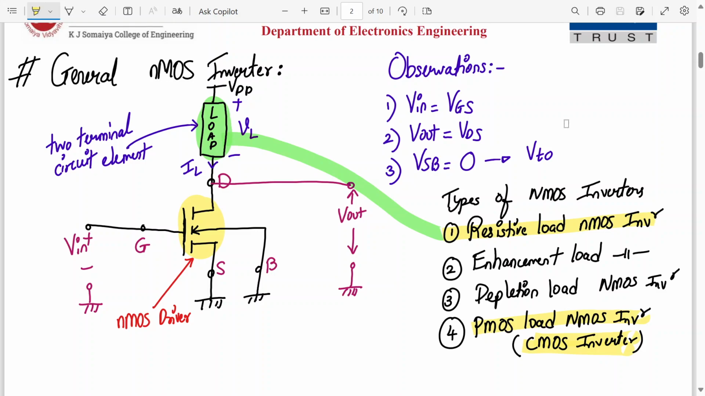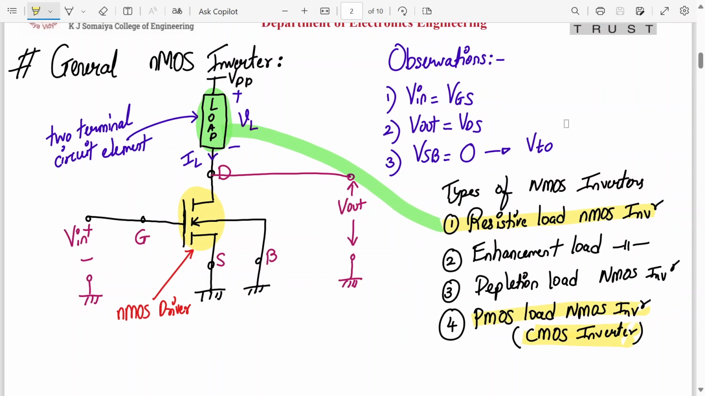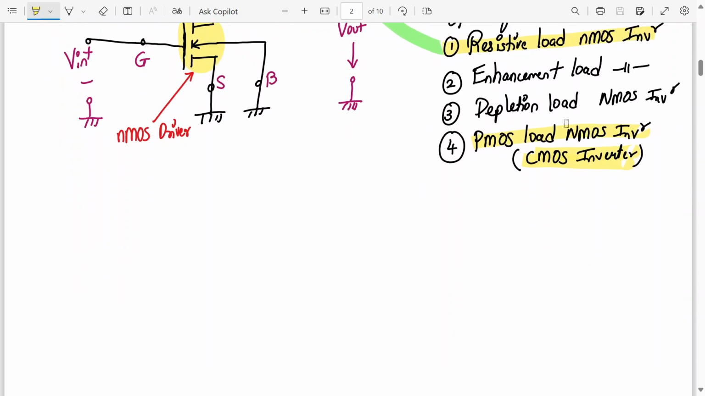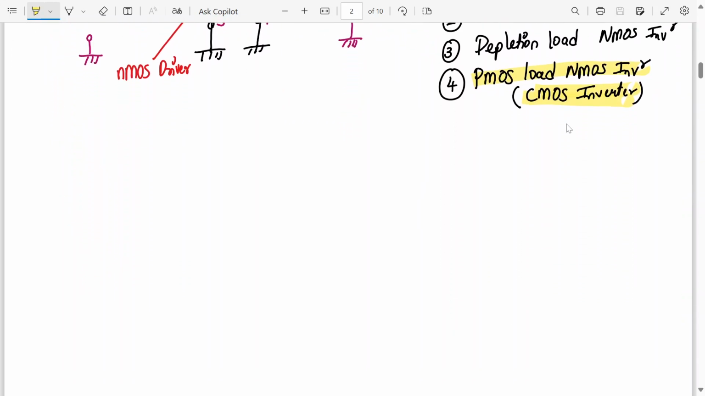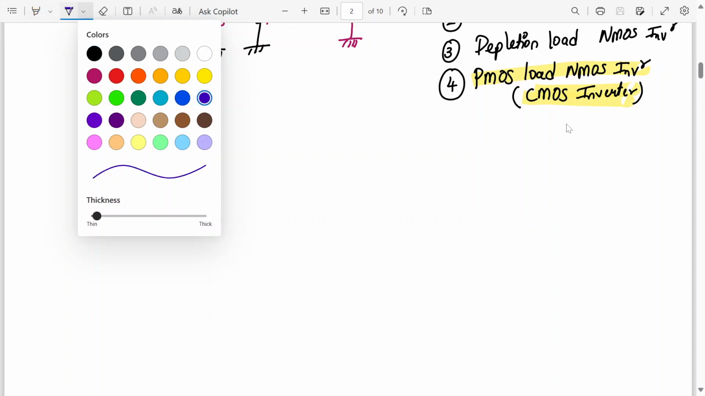But the characteristics of the inverter circuit will depend very strongly upon the type and the characteristics of the load device. So it depends upon whether it's a resistive load, enhancement load, depletion load or PMOS load inverter. Now, completed this? Alright. Now we'll draw the actual, or practical, VTC curve.